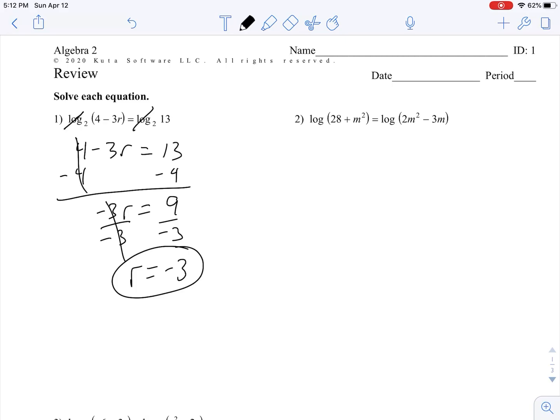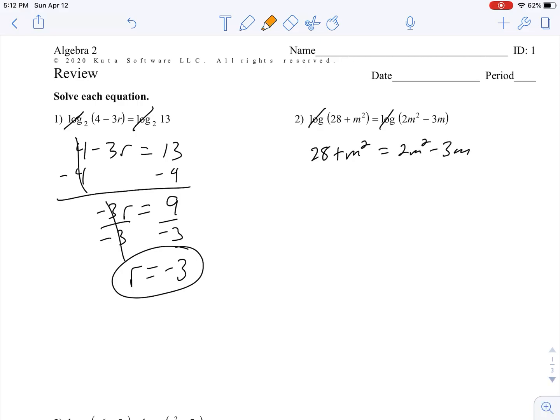Number 2, we have a log on both sides. Now, I want to just review. When a log has no base, that means it's base 10, and it's called common log. Okay, so anyway, the logs cancel out. 28 plus m squared equals 2m squared minus 3m.